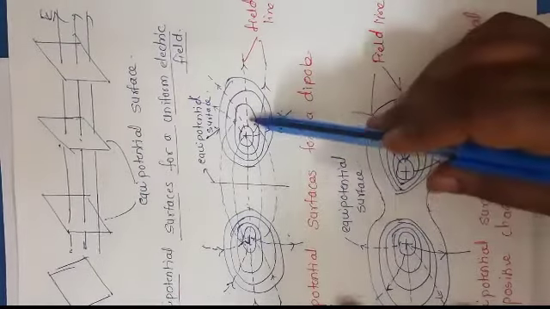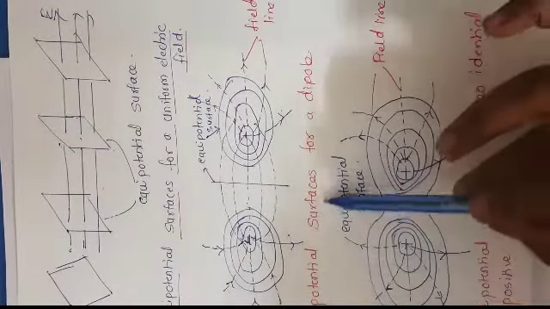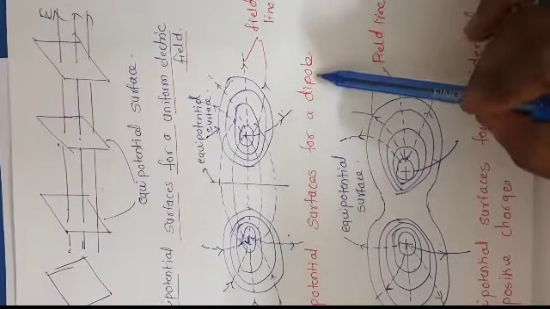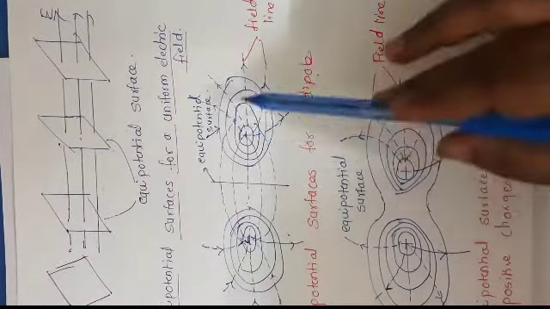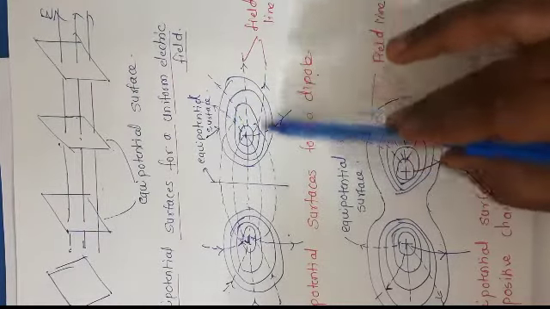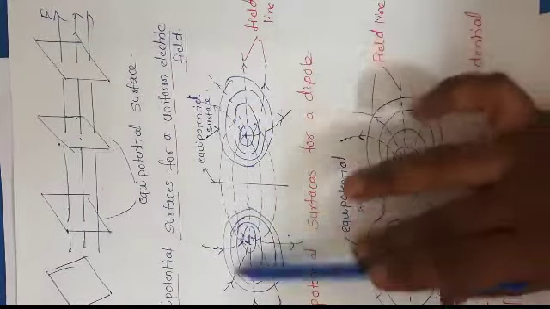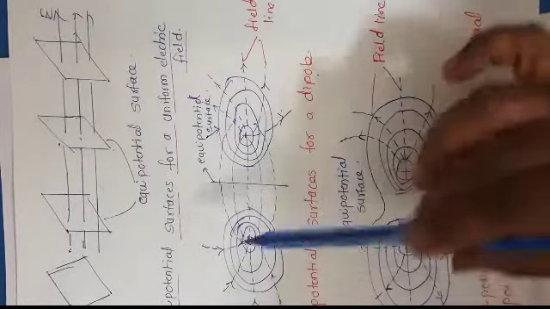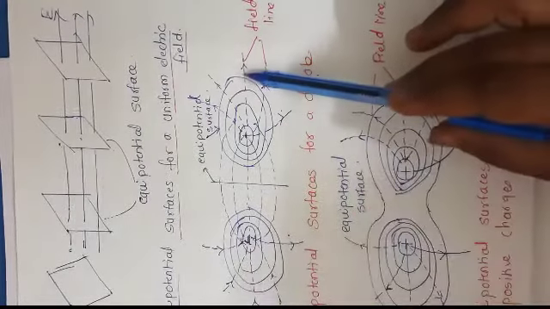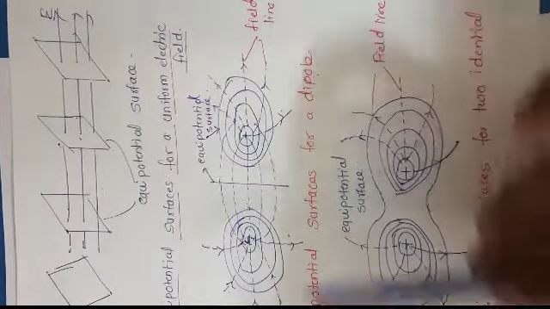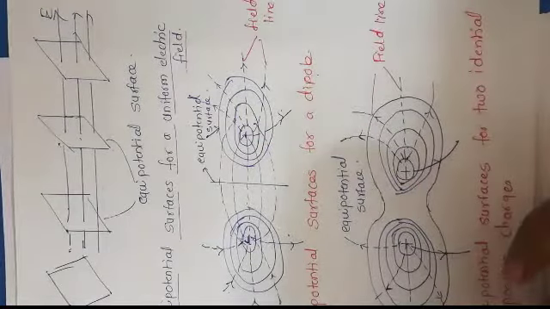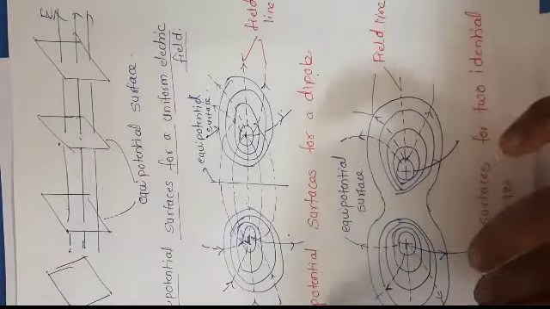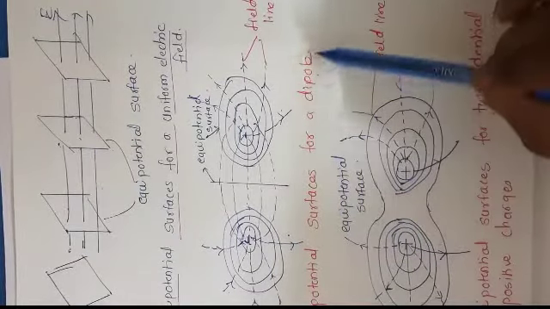Then the other diagram is the equipotential surfaces for a dipole. Dipole means here is the negative charge and here is the positive charge, and these are the equipotential surfaces. These lines are the field lines, and these circles are the equipotential surfaces. So this is the diagram for the equipotential surfaces for a dipole.